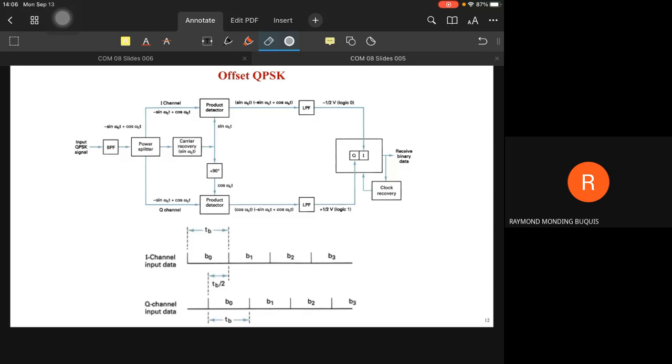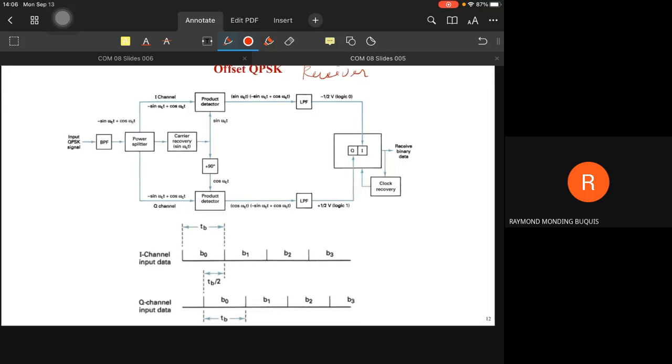So the main idea here, this is the OQPSK transmitter. Receiver na din siya. Yeah, receiver. Sorry. So this is the OQPSK receiver. What this does is, the basic concept is to delay by 1/2 digit. It delays the Q by 1/2 digit with respect to I, this one.